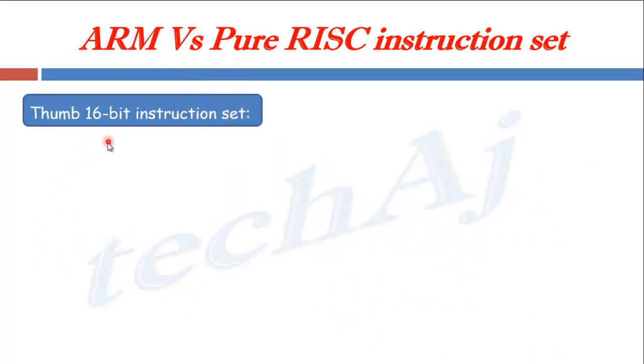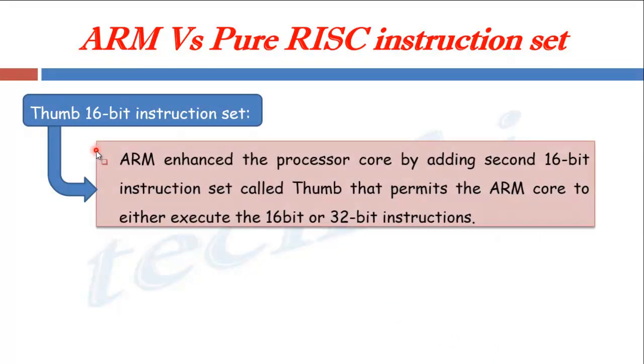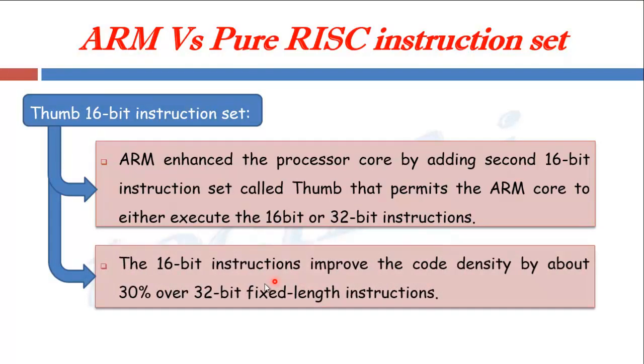Thumb 16-bit instruction set. ARM enhanced the processor core by adding a second 16-bit instruction set, which is called the Thumb instruction set, that permits the ARM core to execute either 16-bit or 32-bit instructions. The 16-bit Thumb instructions improve the code density by about 30% over the 32-bit fixed length instructions.